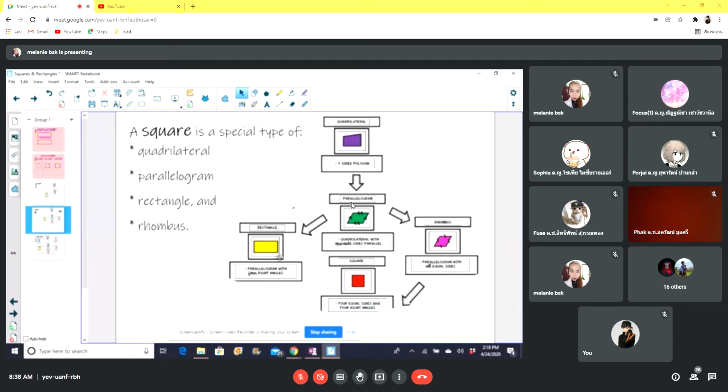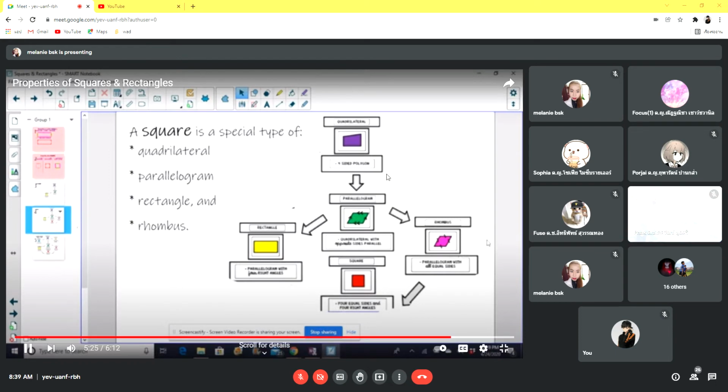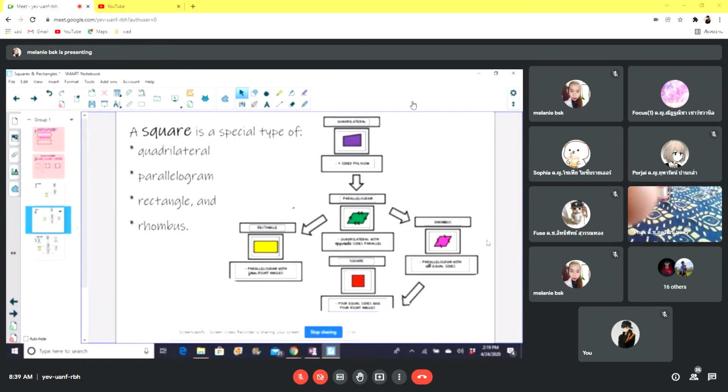And lastly, it is a type of what we call a rhombus. If you look over on the family tree, the rhombus is the pink shape on the right side. A rhombus is a parallelogram, so the opposite sides are parallel, but each side is going to be equal in length. So our square is actually a quadrilateral, a parallelogram, a rectangle, and a rhombus. Boy, it's a special kind of shape.